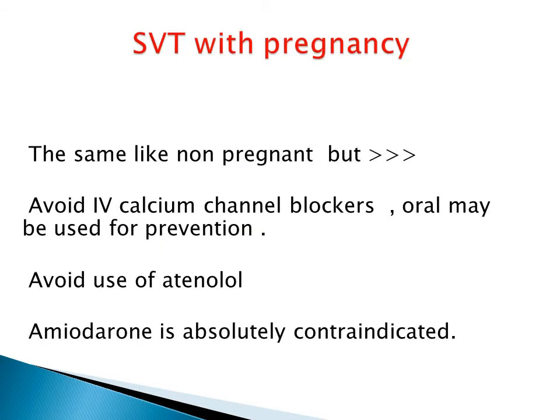So if the scenario is about SVT in a pregnant lady, the acute therapy would be the same. If hemodynamically unstable, you can give DC shock. If it's hemodynamically stable, you can start with vagal maneuvers, next adenosine, next beta blockers. You can give metoprolol. We have to avoid atenolol in this patient. Also, it's better to avoid IV calcium channel blockers like IV verapamil in these cases. Amiodarone is absolutely contraindicated in these cases.